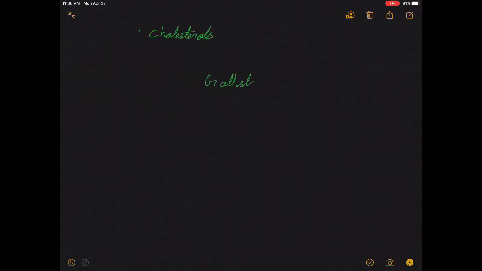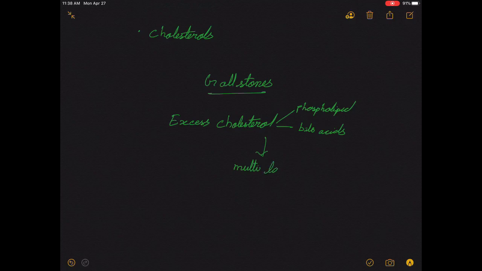Now, let's talk about how gallstones are formed in our body. If there is excess cholesterol in relation to phospholipids and bile acids, unstable cholesterol-rich vesicles will remain without being solubilized. These will aggregate into large multilamellar vesicles from which cholesterol crystals are formed, which we call gallstones.